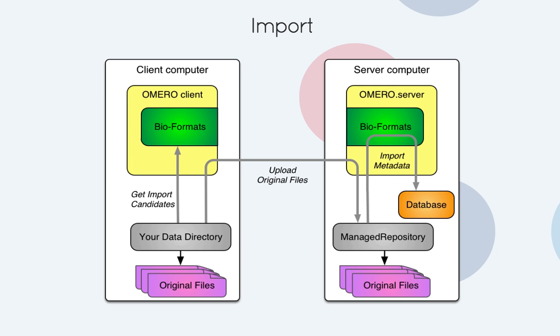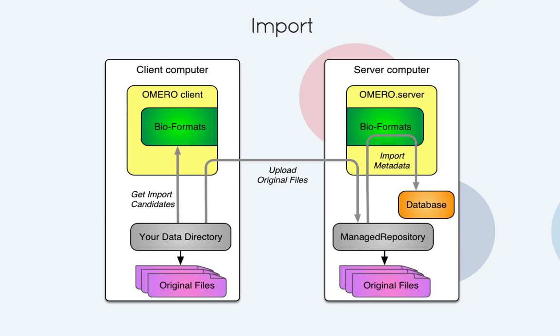So now looking at the import workflow. On the client computer, bioformats is first used to get the import candidates. That is the file set, the files that need to be dealt with as a single entity in order to import the image. Those files are then uploaded from the local file store to the managed repository. And stored in the managed repository in the structure we've seen before.